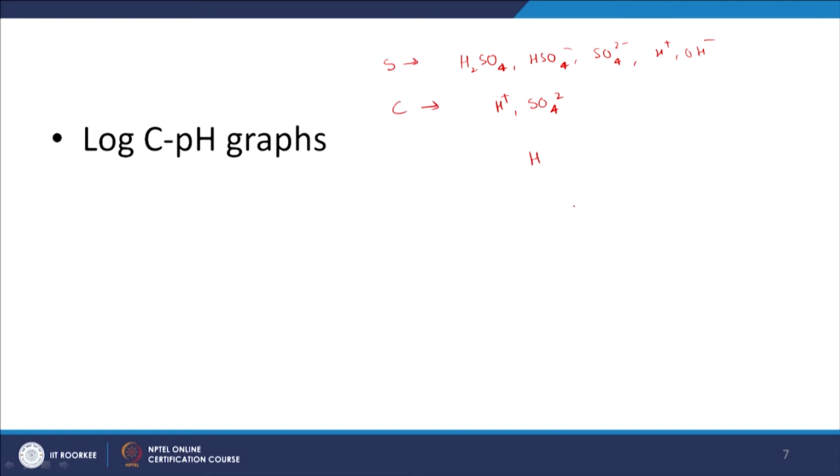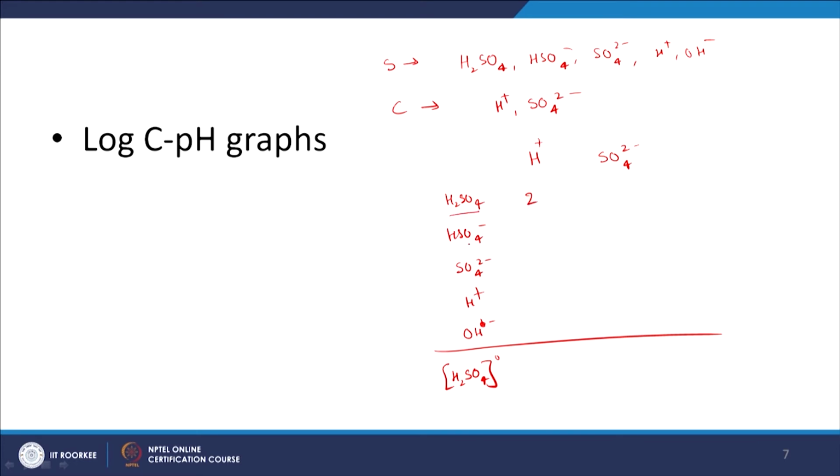So the species are H2SO4, HSO4 minus, SO4 2 minus, H plus and OH minus, and my source is the initial H2SO4 that I am adding to the solution, right? So how many H do you need to form H2SO4? You need 2. How many H do you need to form HSO4 minus? 1, then 0, 1 and minus 1.